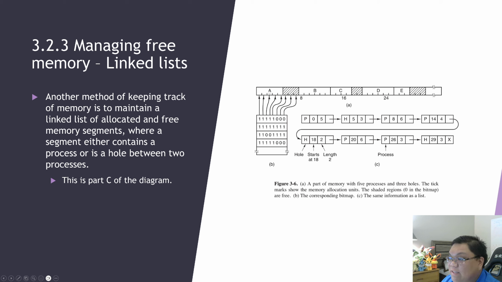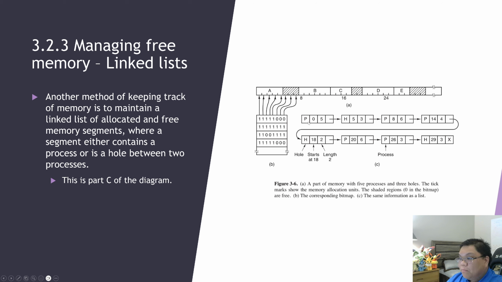So, let's read this block of memory again. 5 units of memory are allocated to process A. Then, 3 units are unallocated. That's a hole. Then, 6 units are allocated to process B. Then, 4 units are allocated to process C. And then we have 2 units that are a hole, 2 units unallocated. Then we have 6 units allocated to process D. Then 3 units allocated to process E. And then 3 unallocated units. We can just write that down as an entire list, and this is what this part here is.